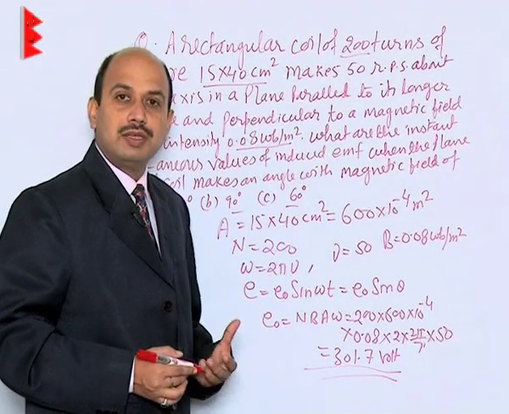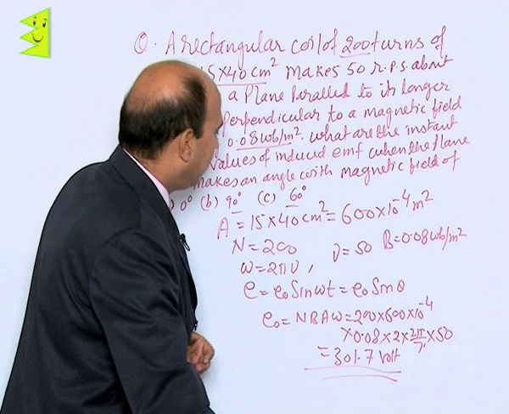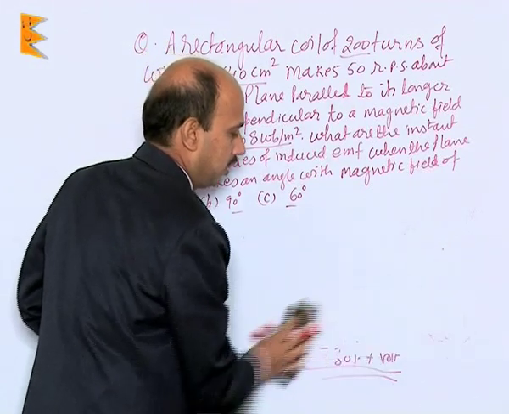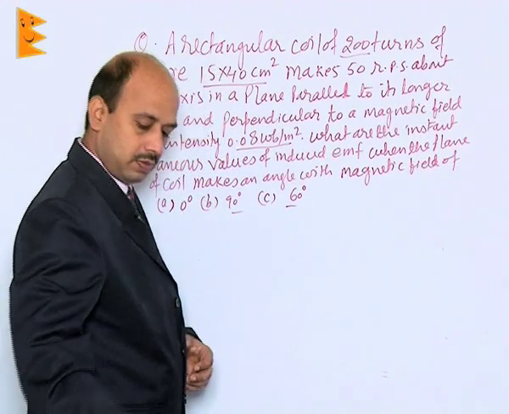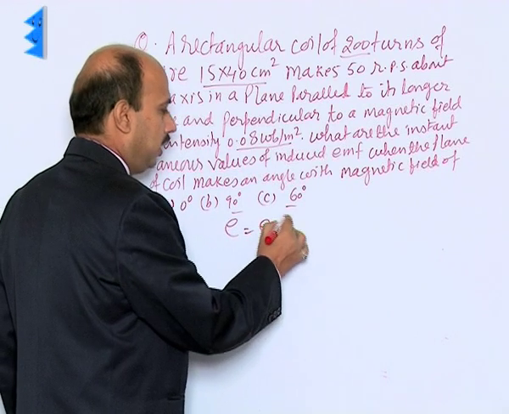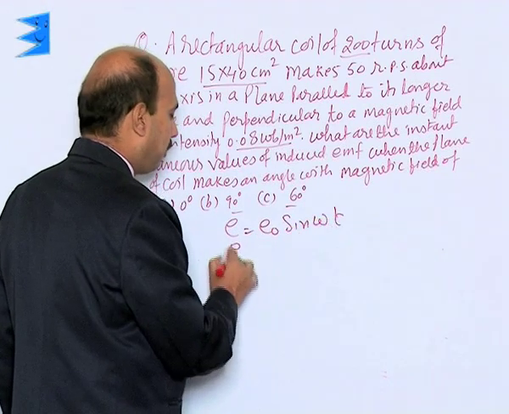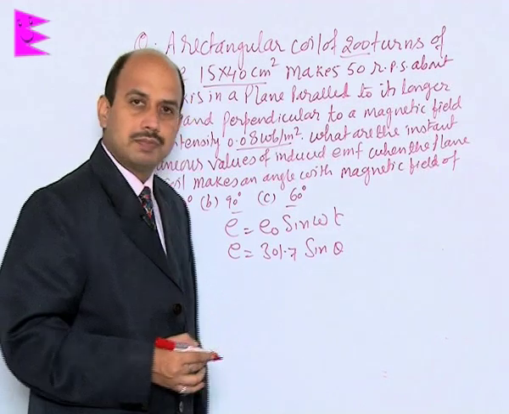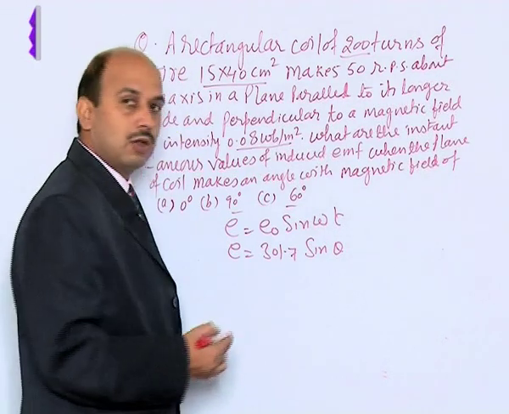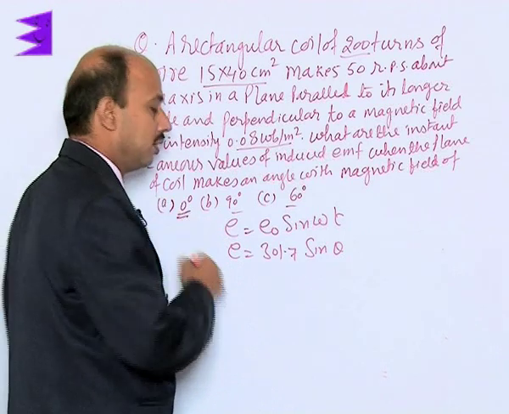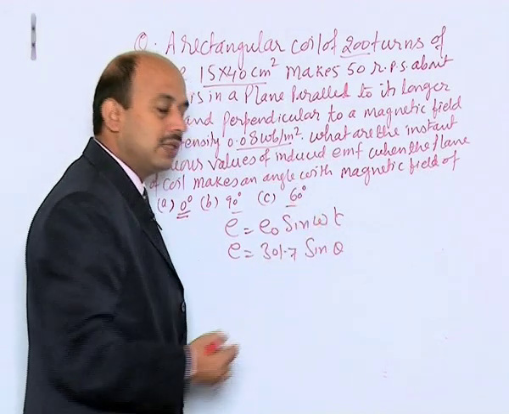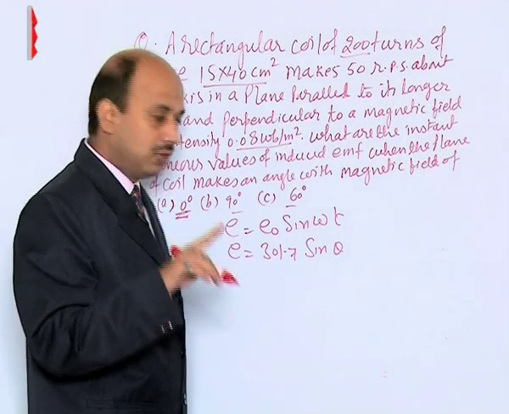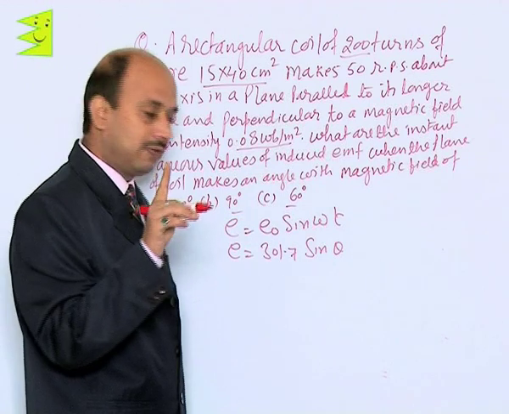Now we have to calculate the instantaneous EMF induced. For instantaneous EMF, we will be using this equation: E is equal to E naught sine omega t. Already we have got E is equal to 301.7 sine omega t, that means theta. So when the plane of the coil is making an angle of 0 degree, then theta is actually the angle between the area vector of the coil and magnetic field. If the angle between the plane of the coil and magnetic field is 0, then the angle between the area vector and magnetic field is 90 degree.